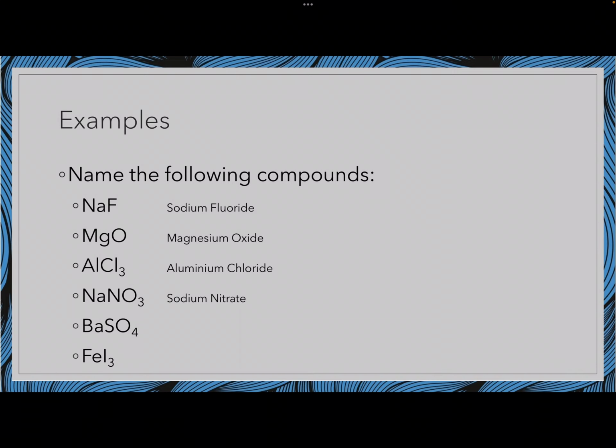Here's another polyatomic ion, SO4, which is sulfate, so this is barium sulfate. And lastly, we have iron(III) iodide. We have iron as our metal, iodine as our non-metal, but it's iodide, so we change that. And because iron has a 3+ charge, we put iron(III) iodide.